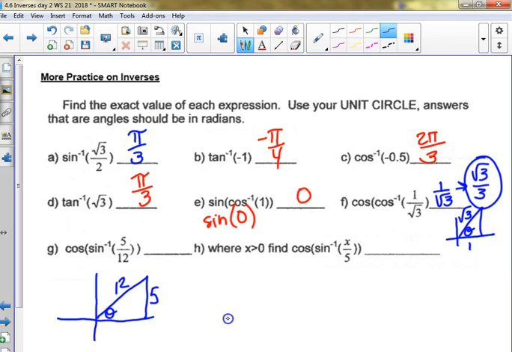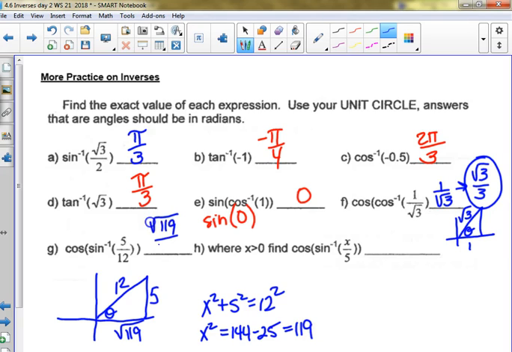I wanted to put a 13 on there, but 5, 12, 13 is a triple, but that's not what this is. Okay, so I have x squared plus 5 squared equals 12 squared, which would be 144 minus 25 is what? 119. So square root of 119 goes here. And we want the what of that triangle? Cosine, which is adjacent over hypotenuse, so square root of 119 over 12.